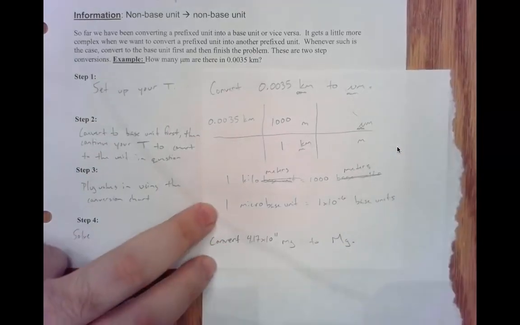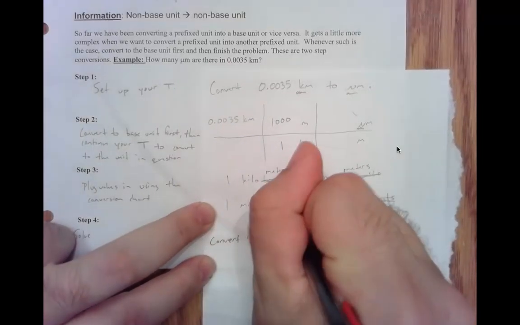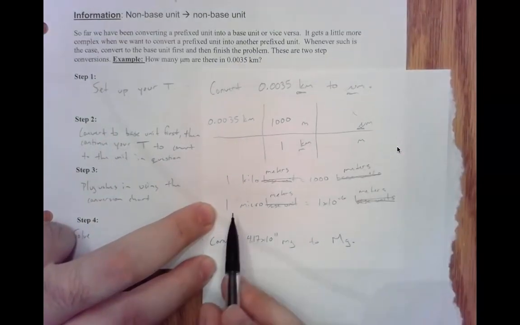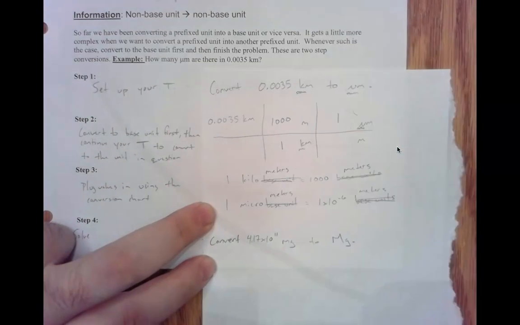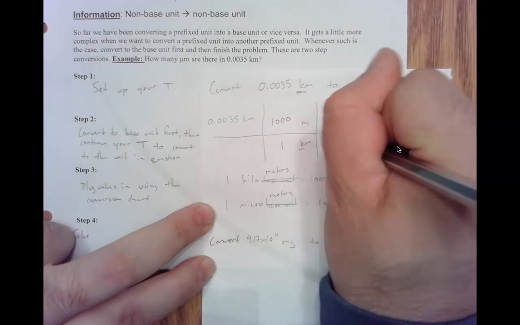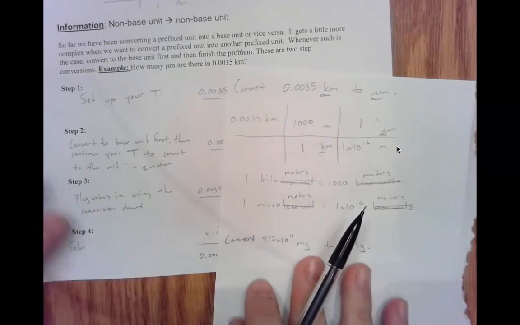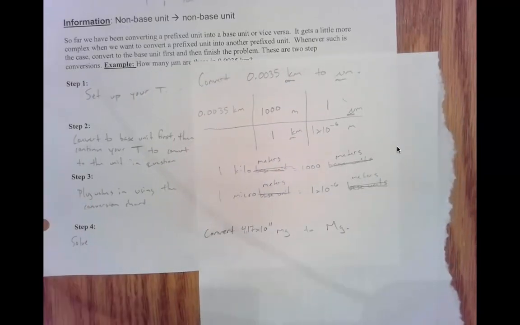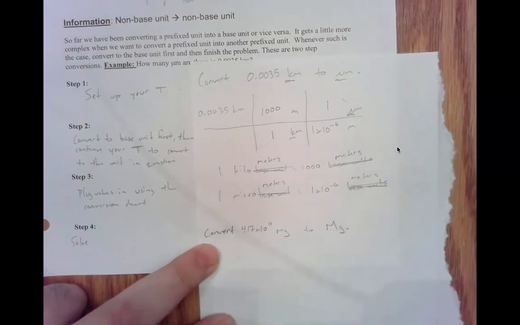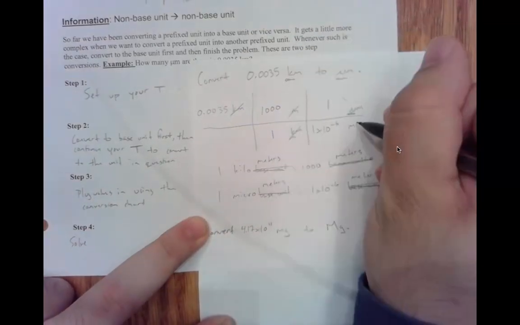Just like we did in the previous problem, we'll cross off base unit and we'll write meters in because meters is the base unit. So it tells us 1 micrometer equals 1 times 10 to the negative 6 meters. And then lastly, just like in the last problem, step 4 was to solve. So now we multiply all the numerators together and then we divide by the denominators. What that does is it cancels out our kilometers, it cancels out our meters, and then we solve.